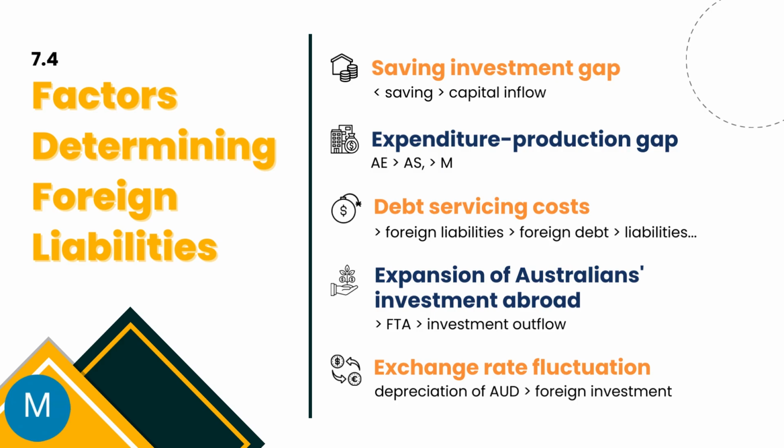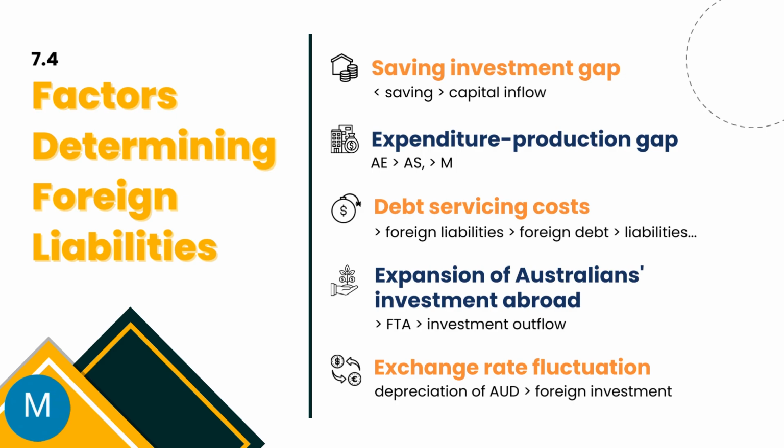What actually affects the level of foreign investment? Specifically, what are the factors that determine foreign liabilities? The first factor is the saving investment gap. In the past, Australia's national saving level was low due to the small population size. Therefore, we need more foreign investment funds or capital inflow to sustain the development of the economy and to maintain the standard of living of people in order to achieve sustainable economic growth.